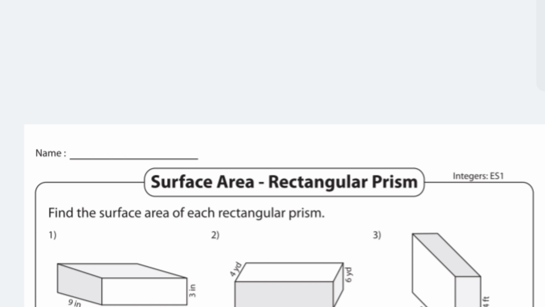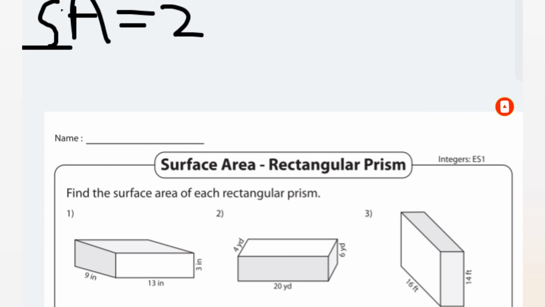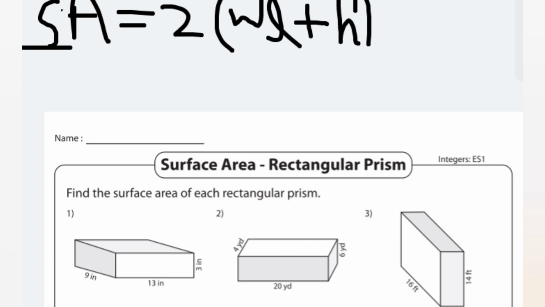So if I write this one, surface area will be equal to 2 into width multiplied by length plus height times length plus height times width. This is the formula that we use to find the surface area of a rectangular prism.